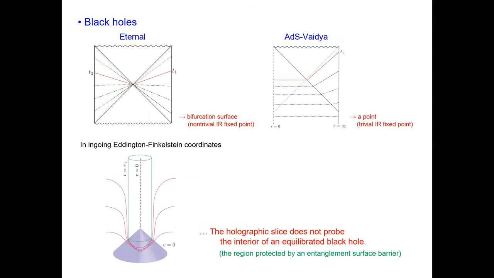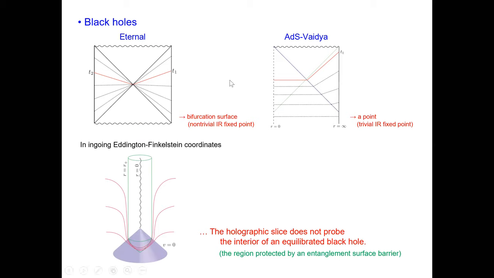But on the other hand, the interior of the black hole is carefully avoided. So if you think about, say, an eternal two-sided black hole starting from this leaf, and then you do the renormalization procedure, it goes to the bifurcation surface. You coarse grain, it goes to the bifurcation surface. You coarse grain from this, and coarse grain, it goes to the bifurcation surface.